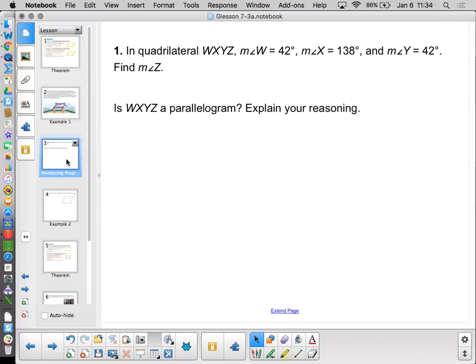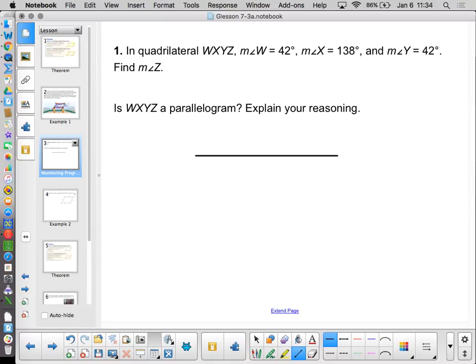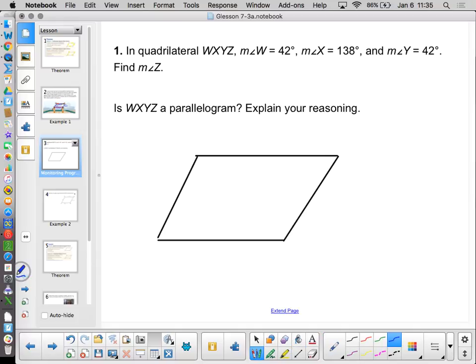If we have a quadrilateral WXYZ, where W is 42, X is 138, and Y is 42, find the measure of angle Z, and is it a parallelogram? So again, with a problem like this, what are we going to do? We're going to draw a picture. And we're going to make it look kind of like a parallelogram. I'm just not sure if it's exactly a parallelogram. But we'll go ahead and label it W, X, Y, Z.